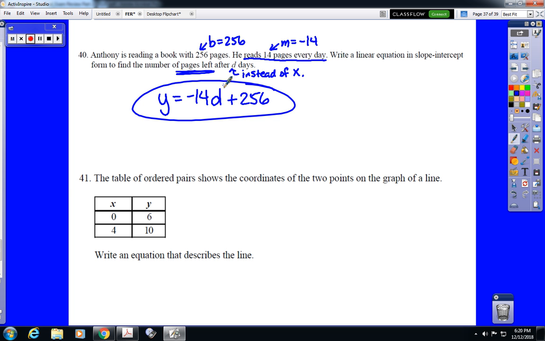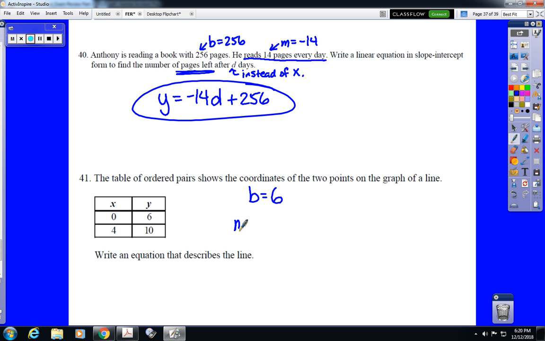Okay, number 41 tries to trick you, and it really shouldn't trick you. It's actually really easy. They're giving you 2 points in a table, and they're asking you to write the equation of the line. So we need a slope and an intercept. Well, the y-intercept is when x equals 0. Hey, look, x equals 0, y equals 6. That means b equals 6.